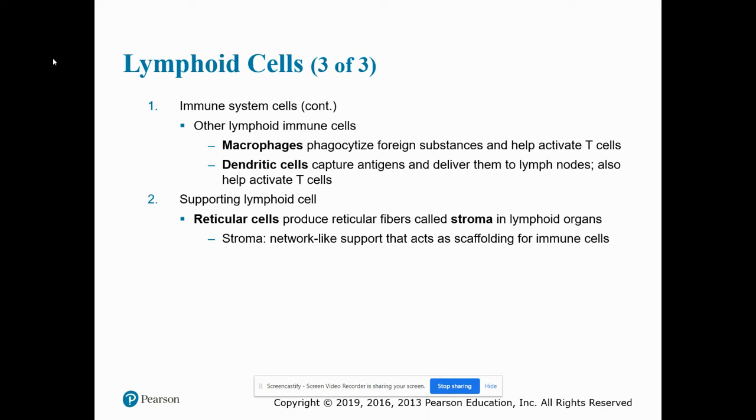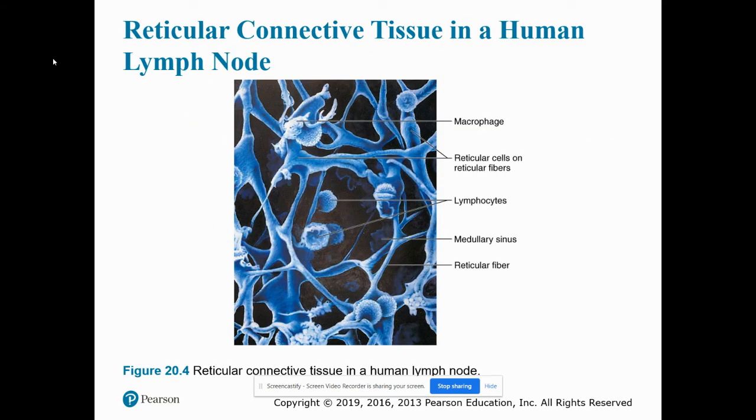And then we have the supporting lymphoid cell, and this is going to be reticular cells, and these are going to produce reticular fibers called stroma. And stroma is network-like support that acts as scaffolding for immune cells. So this right here is showing you a lymph node. And what we have is these reticular fibers in here. And then we have the sinuses, and we have the lymphocytes. Remember, they could be B cells or T cells. Macrophages are residing in here.